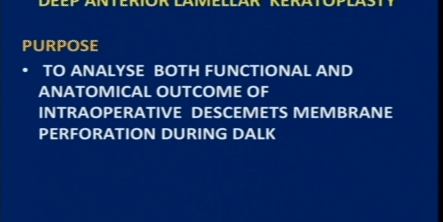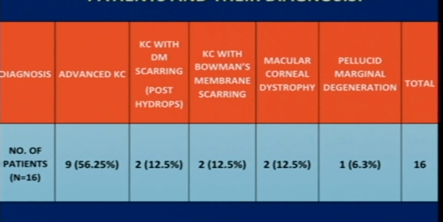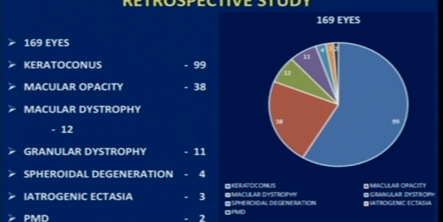So the purpose here is to analyze both functional and anatomical outcome of intraoperative Descemet's membrane perforation during DALK. We included 16 eyes with perforation, of which 9 had advanced keratoconus and 2 eyes had advanced keratoconus with scarring, that is post hydrops. 2 eyes had keratoconus with Bowman scarring, 2 eyes had macular corneal dystrophy, and 1 had pellucid marginal degeneration. During this period, we have attempted DALK in 169 eyes for various indications.